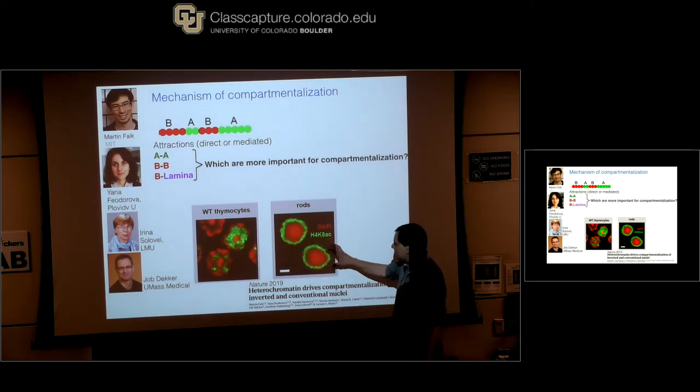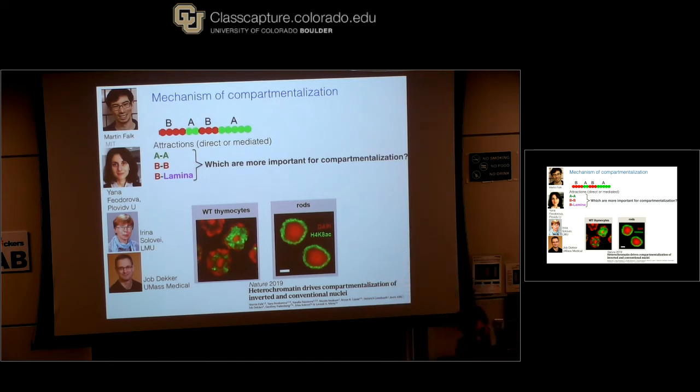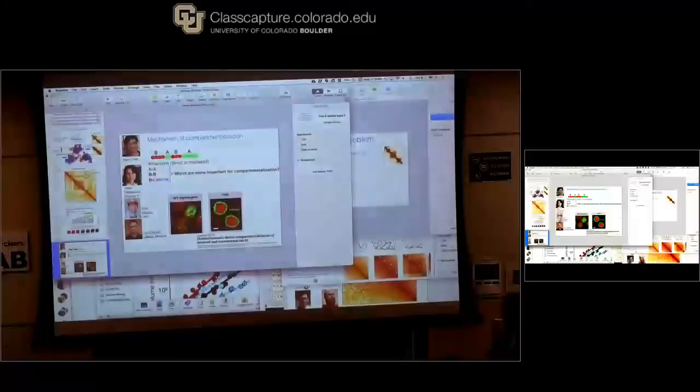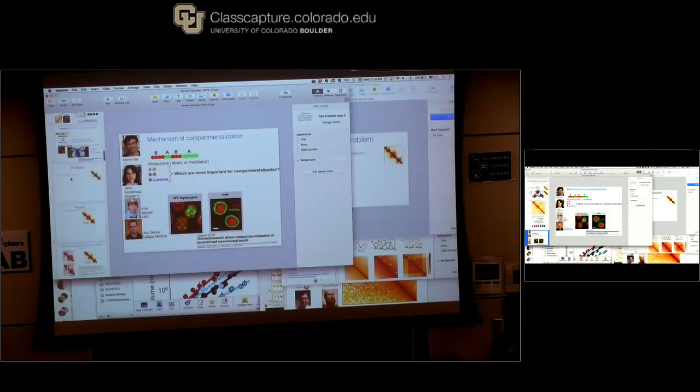The way we approached this problem was to look at somewhat simpler cells that do not have some of the anchors that anchor chromatin to the periphery. As a result of this loss of anchoring, inactive regions get into the center and active regions get to the periphery, so the nucleus becomes inverted. It's still compartmentalized, but spatially inverted. If you're interested, you can read this paper. So that's as far as phase separation.